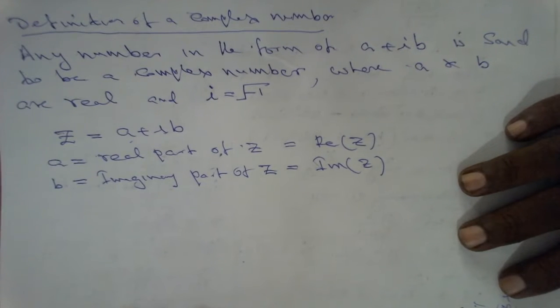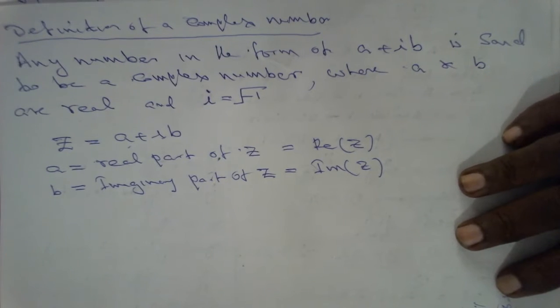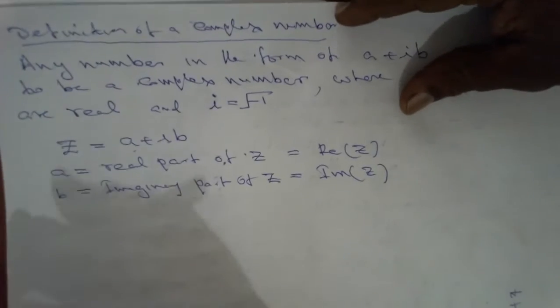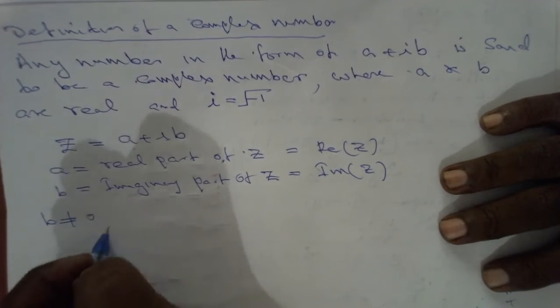Then how do you say a complex number can be imaginary? Under what condition is a complex number imaginary? Can you tell me, Dwi? When b is not equal to 0? Hmm? When b is not equal to 0. If b equals 0, a complex number is a real number. Very good, Dwi.